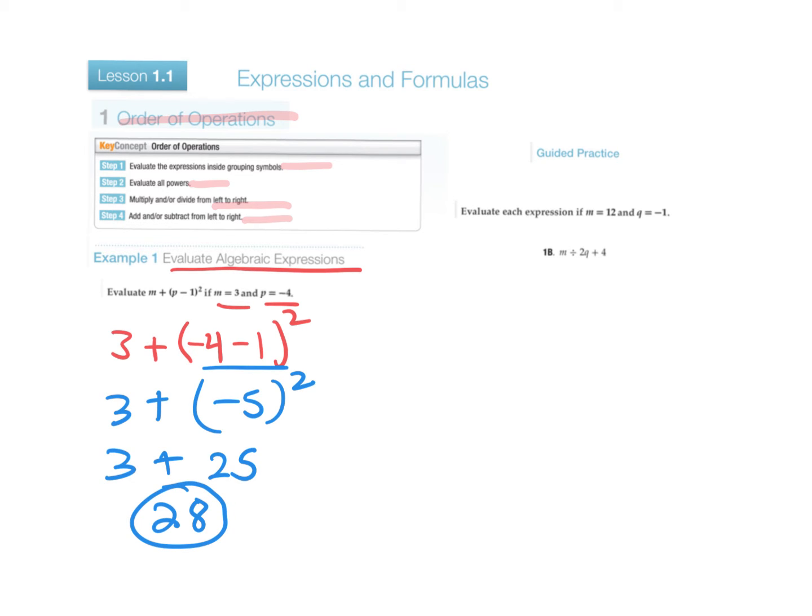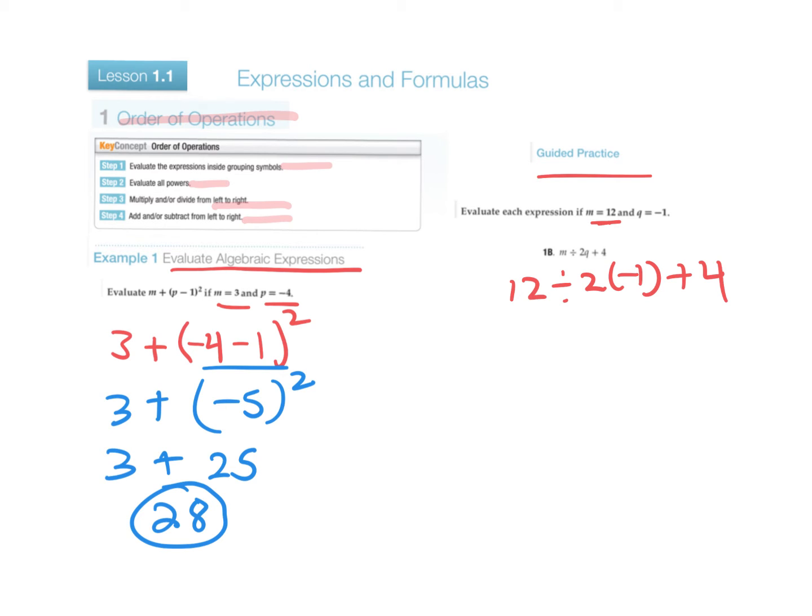So let's do the same thing over here on our guided practice problem. I want to substitute first, so m becomes a 12, so I'm going to put the 12 where the m is. Q becomes a -1, and then I have my +4. So now here's where it gets tricky.